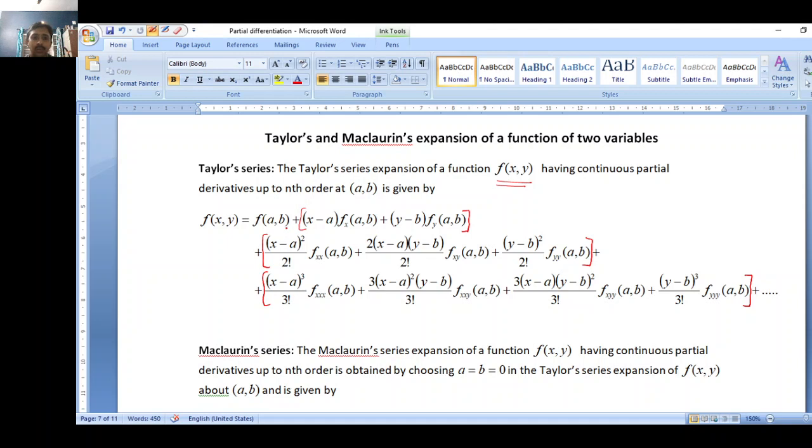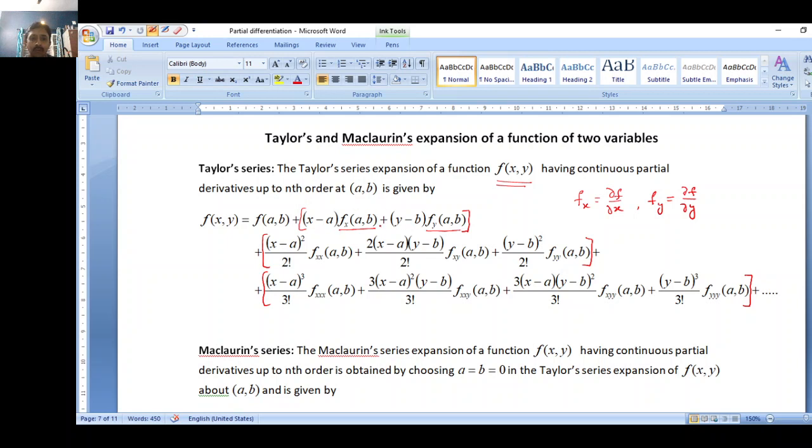and then that will be added with the next two terms, wherein the first term would be involving fx of a comma b. Here fx simply means dou f by dou x, and similarly fy means dou f by dou y. So x minus a into fx of a comma b plus y minus b into fy of a comma b. So you multiply an x minus a with fx of a comma b and a y minus b with fy of a comma b. This will be the next set of terms.